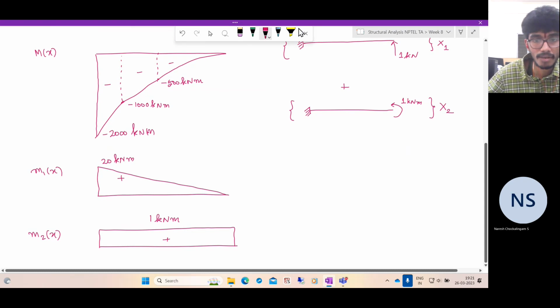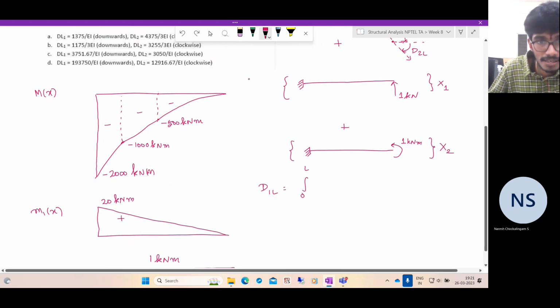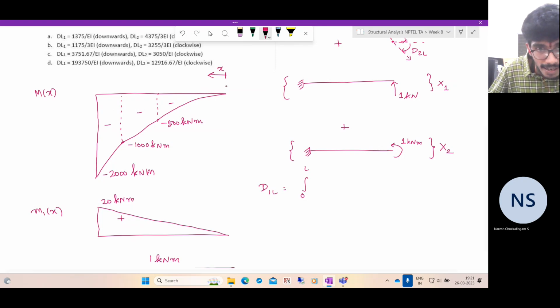Now let us solve the problem. What is d1l? d1l is the integral from 0 to L. Let's take the global coordinate x. Since it is a cantilever, it helps to have the coordinate system's origin at the right hand side. So let us take it as x. Here it is x1, here it is x2, here it is x3. So we'll split the integral into 3.